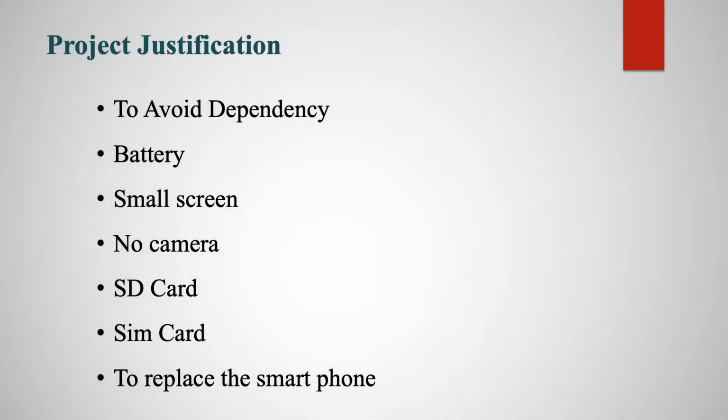So, project justification. We should understand, before we start the project, what is the present technology and what issues we are facing. The smartwatch we are using now has some issues. Like there is no camera, there is no SD card, no SIM card. There are other issues too, like the present smartwatch is always dependent on the smartphone. So to avoid the dependency, we are trying to do this project.